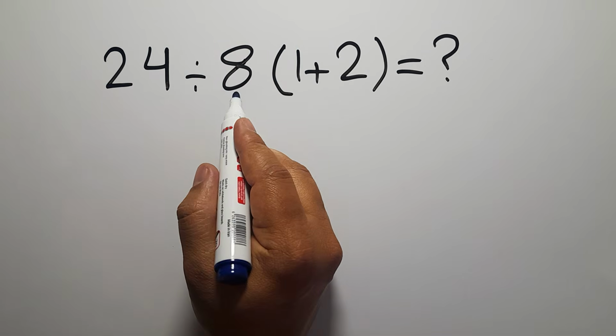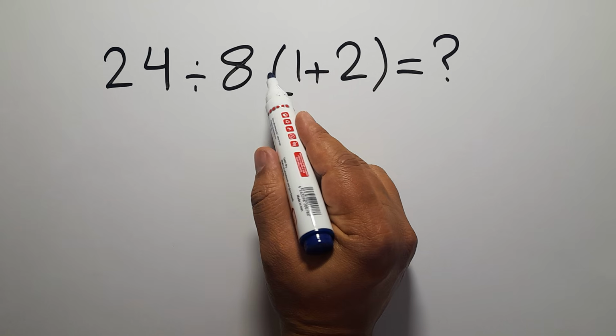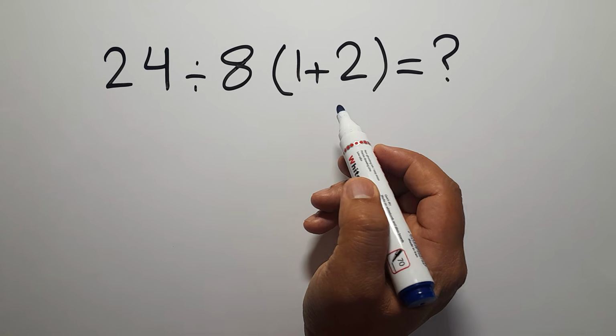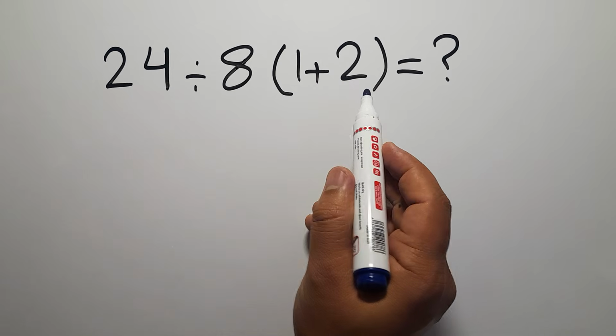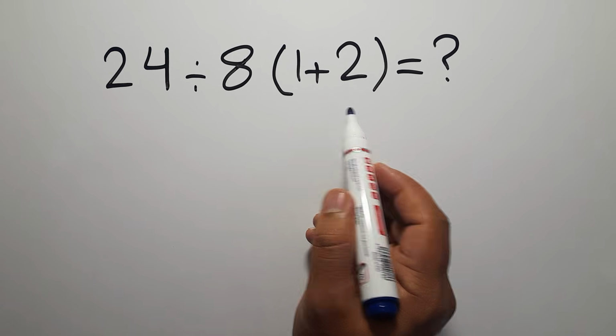24 divided by 8, then times this parentheses. Inside this parentheses, we have 1 plus 2. Our goal is to find the value of this expression. Are you ready to solve? Let's go and get started.